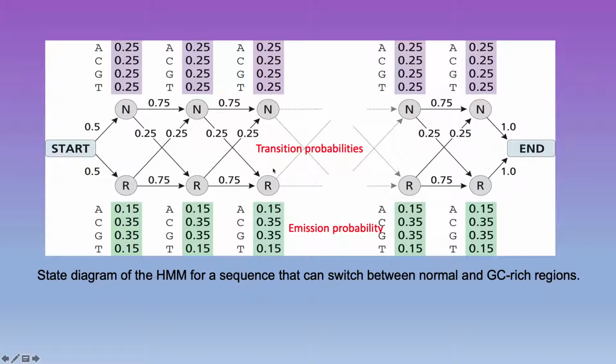We refer to these as transition probabilities, and we refer to the state within each position using emission probabilities. So notice that depending upon whether you're in a normal region or a GC-rich region, right, the probability that you'll be an A, a C, a G, or a T changes depending upon which state you're in, right? Which type of region you're in.